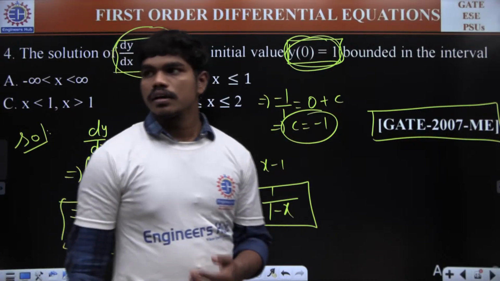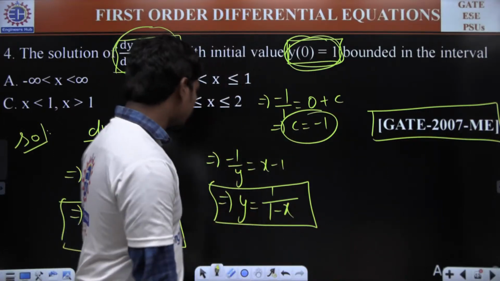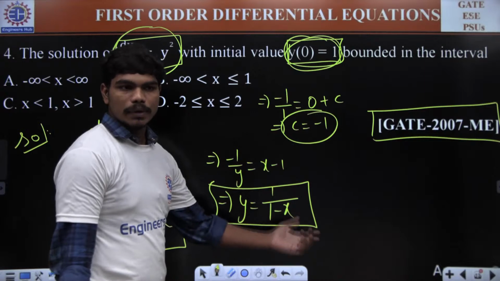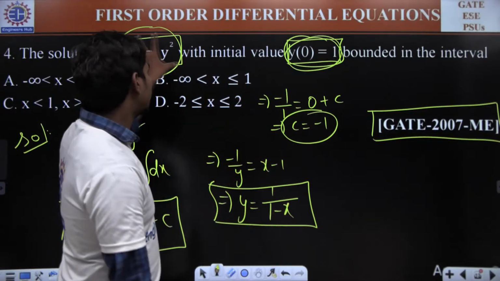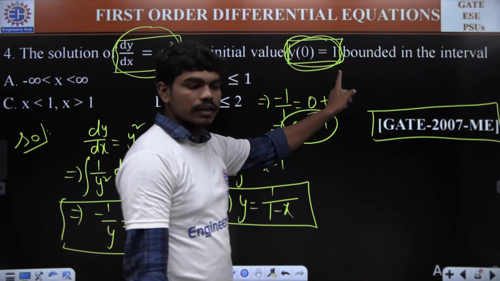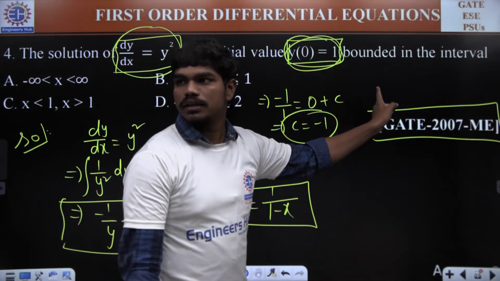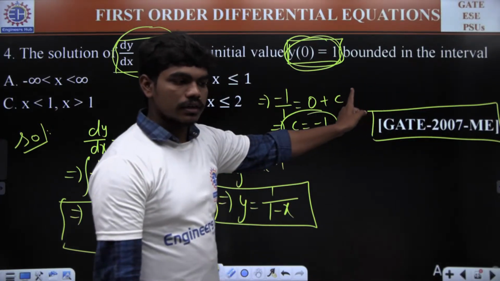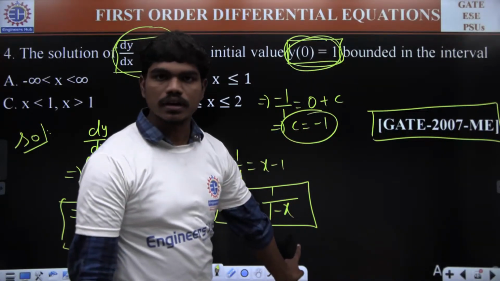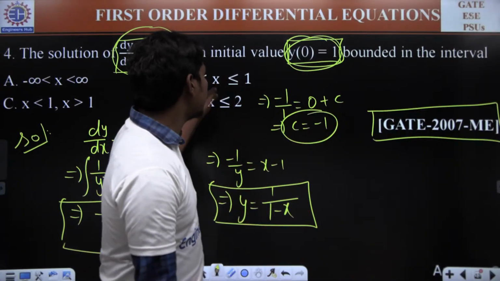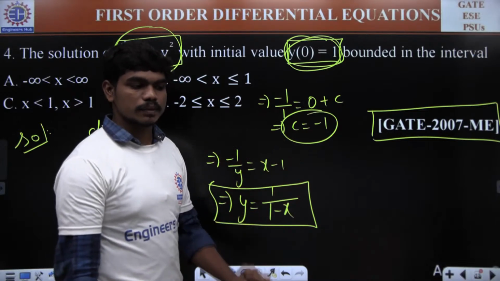Correct? Can you all understand that this y is equal to 1 by 1 minus x is the complete solution or the exact solution of this differential equation, which is also satisfying this condition? Yes or no? Please tell me. Did you all understand how I obtained this equation? Of course, it's solving a simple differential equation which is in variable separable form.